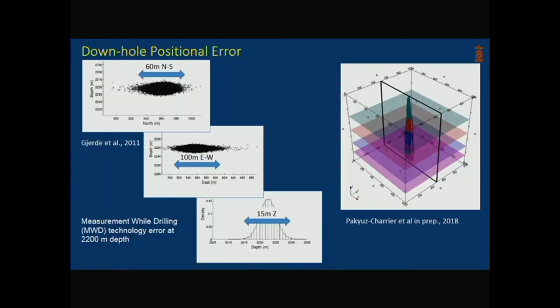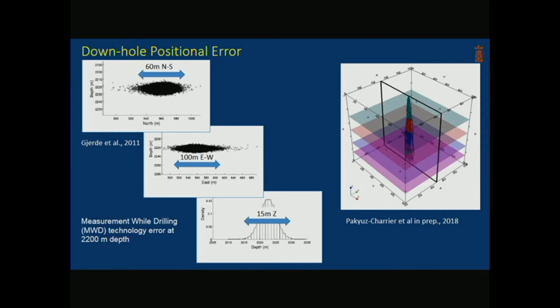And so, of course, we put in boreholes, and that's very useful because it actually does tell us what's going on down there. This is a paper looking at measurement while drilling. They've looked at the source errors in terms of understanding the variability in the Earth's magnetic field, which is what they're using to work out where the drill hole goes. And at 2.2 kilometers, they're getting a positional error of where the drill hole is of something like 60 to 100 meters in east-west and north-south, and 15 meters in Z.